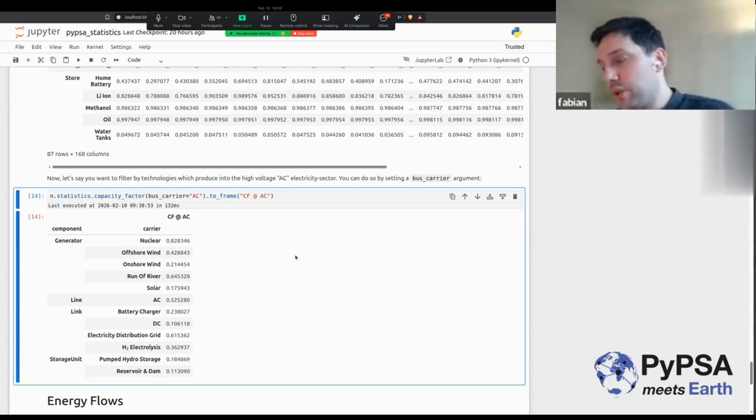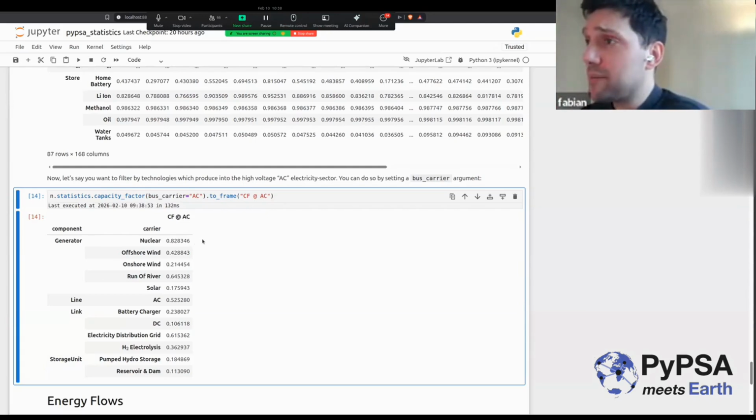So this reference point, we call that here a bus carrier. So the carrier of the buses, where we now aggregate to, and we can also filter by that. If we say we have the bus carrier AC, we're saying: get all the components that actually produce into an AC bus. And this is very handy because it directly gives you an idea of what the energy carrier is. Yeah. So this comes from this spatial logic where components are attached to a bus.